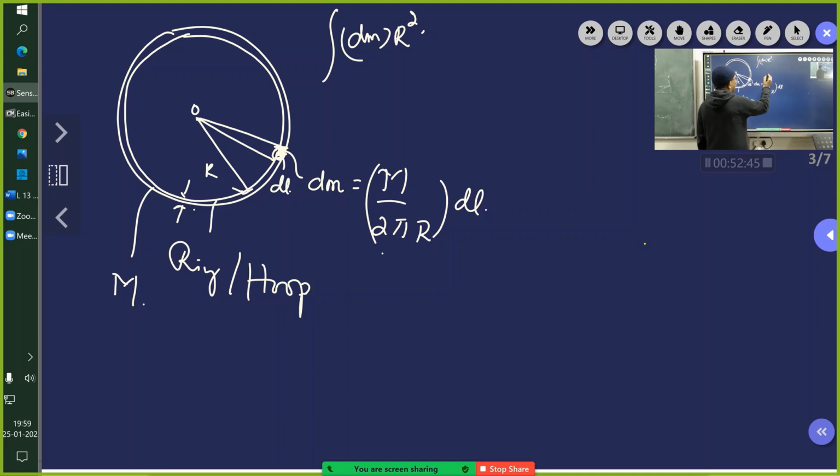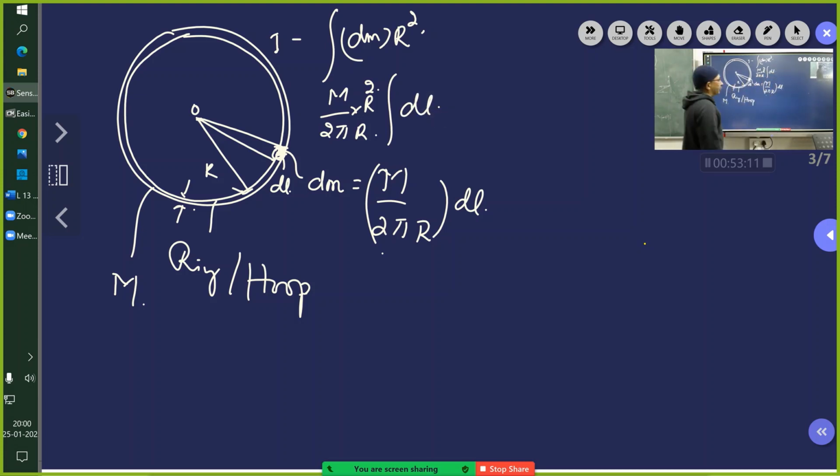Now as far as the integration is concerned, we are finding the moment of inertia of this about this point O. So if I substitute for dm, then m by 2 pi r will come out, and this r square will also come out. Now the only thing is, it will be integration of dl. Integration of dl is simply 2 pi r.